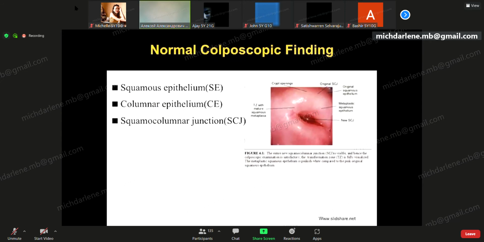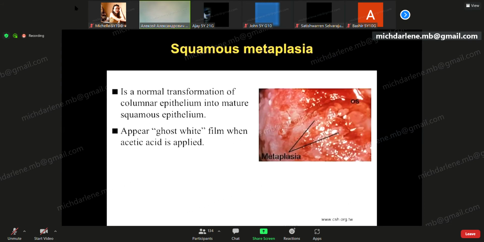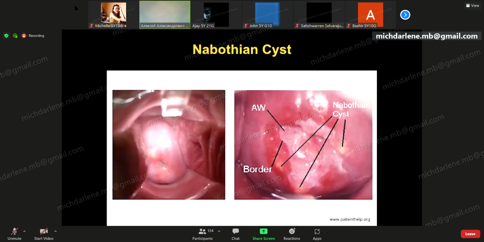Now we'll identify normal colposcopic findings. During the colposcopic exam, you should be able to see squamous epithelium, columnar epithelium, and the squamocolumnar junction. Squamous metaplasia is a normal transformation of columnar epithelium into mature squamous epithelium. It usually appears as a ghost white film when acetic acid is applied. Nabothian cyst is a very common finding, and it is normal.